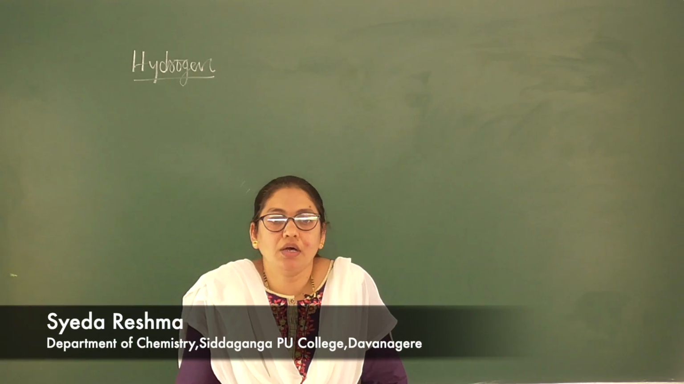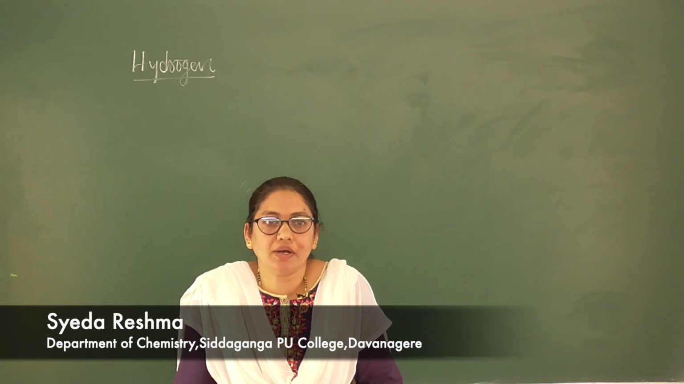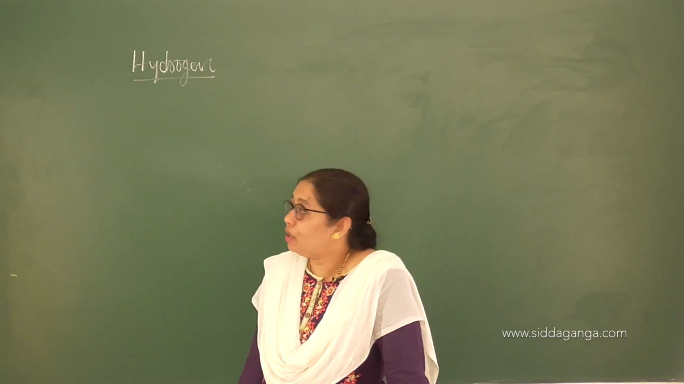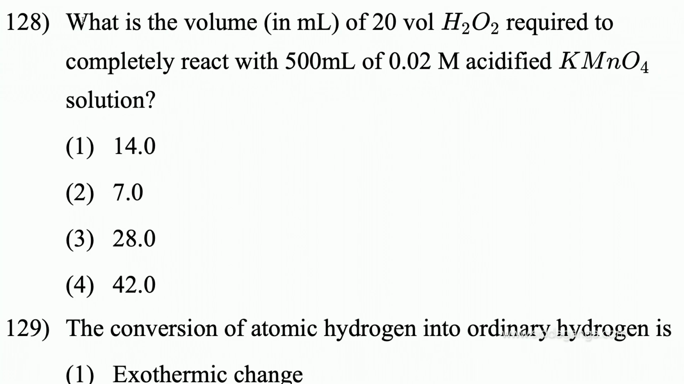Okay, hello students. In the last class we discussed a few questions with regard to hydrogen. Let us move on to the remaining questions with reference to hydrogen. The next question is, what is the volume of 20 volume H2O2 required to completely react with 500 ml of 0.02 molar acidified KMnO4 solution? They have given the volume of both the solutions, and the molarity of one of them. We have to find out the molarity as well as the volume strength of 20 volume H2O2.